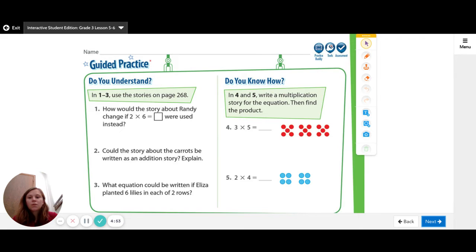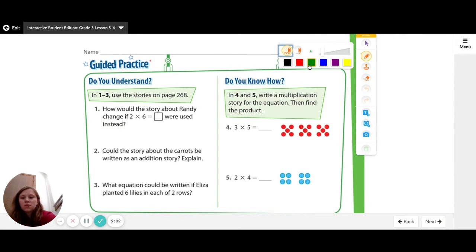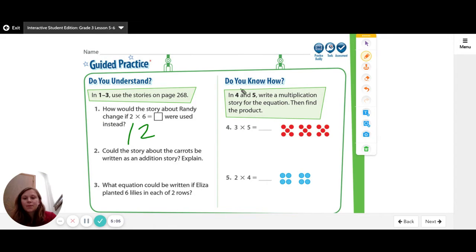Let's look at 1 through 3. How would the story about Randy change if 2 times 6 equals what were used instead? So if they changed it to 2 times 6, our answer would be 12 instead.